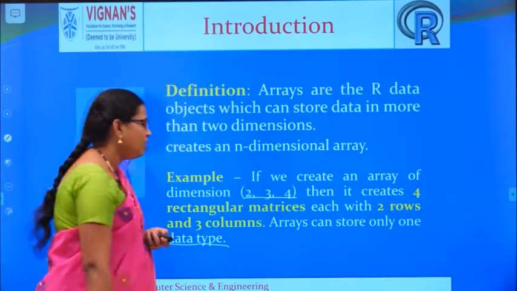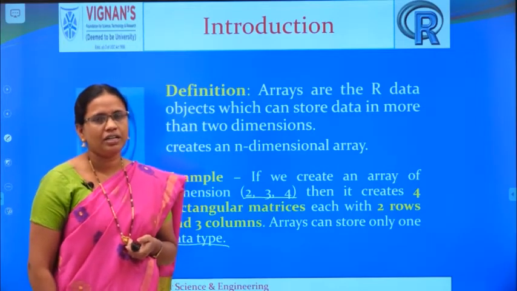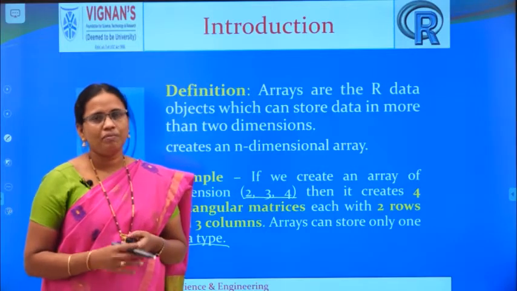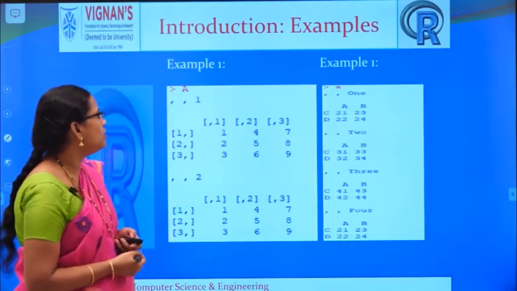Next, arrays can store only one type of data. That means you can give only integer data, or double data, or character data, but you cannot give mixed kinds of data in an array. Next, let us see the examples for an array.